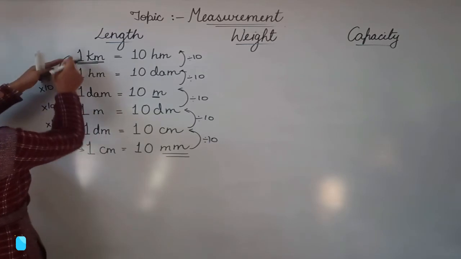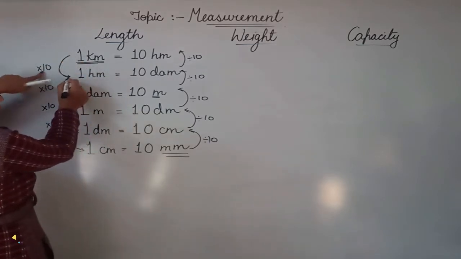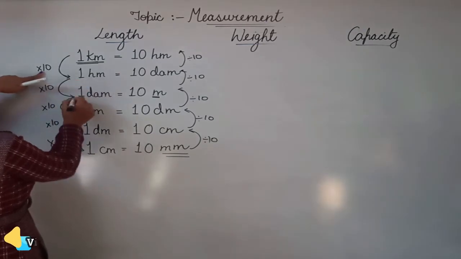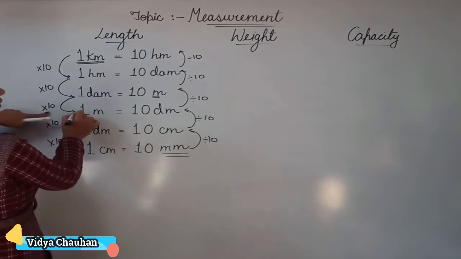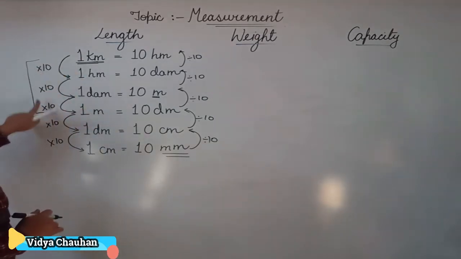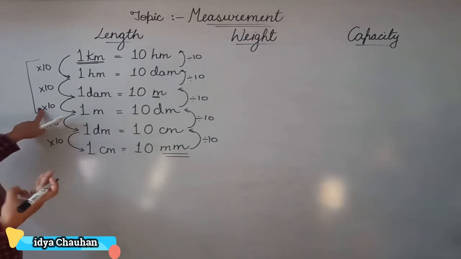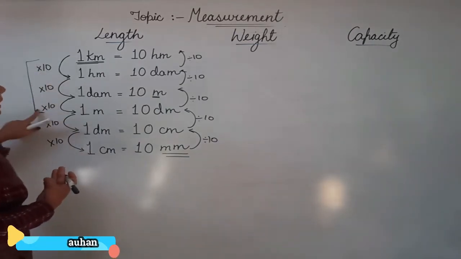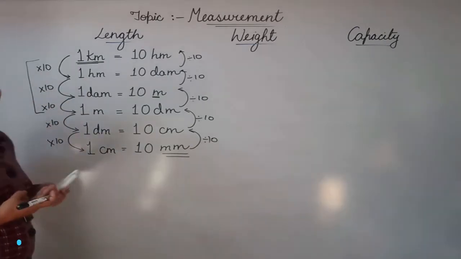So basically, if I compare here only, kilometer to hectometer is 1 of the 10, hectometer to decameter is 1 of the 10, and decameter to meter is 1 more 10. So how many 10s are there? Multiply by 10, multiply by 10, multiply by 10. That means we will multiply the term 3 times by 10, or you can say multiply by 1000, because if we multiply 10 into 10 into 10, it will become 1000.